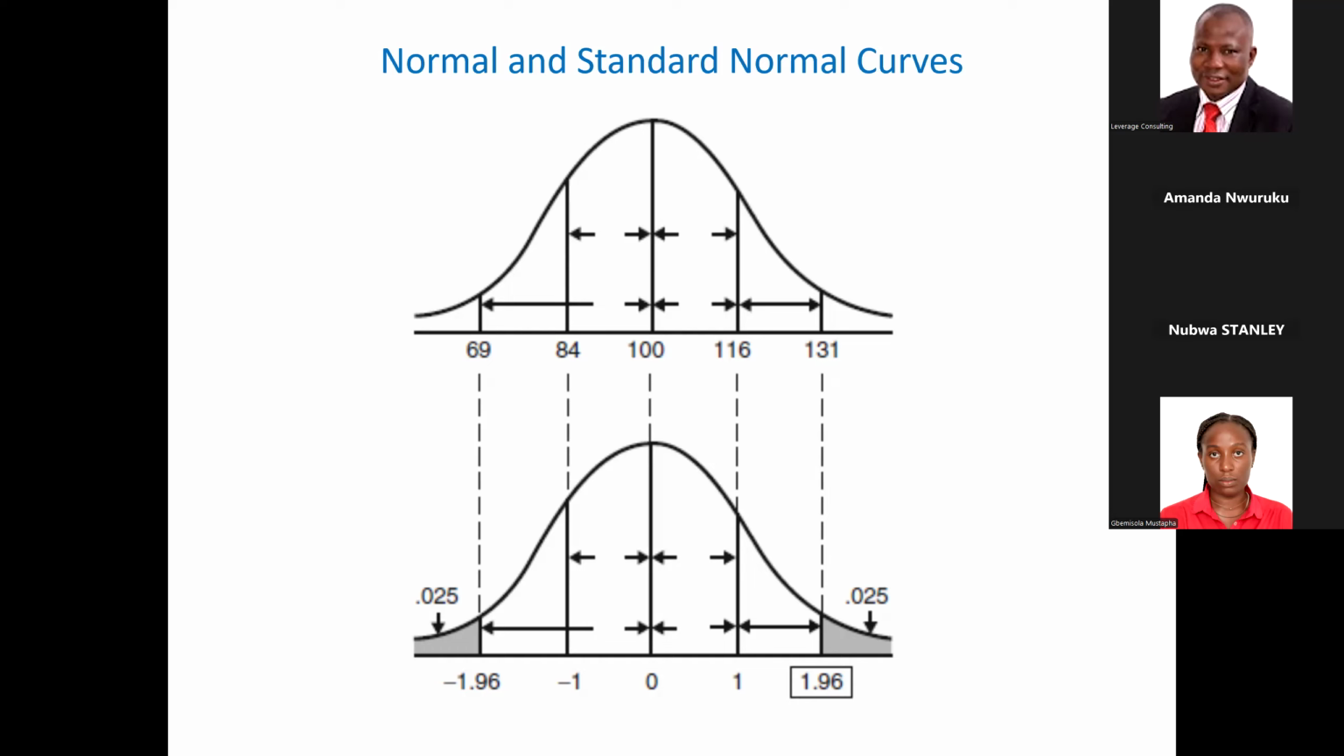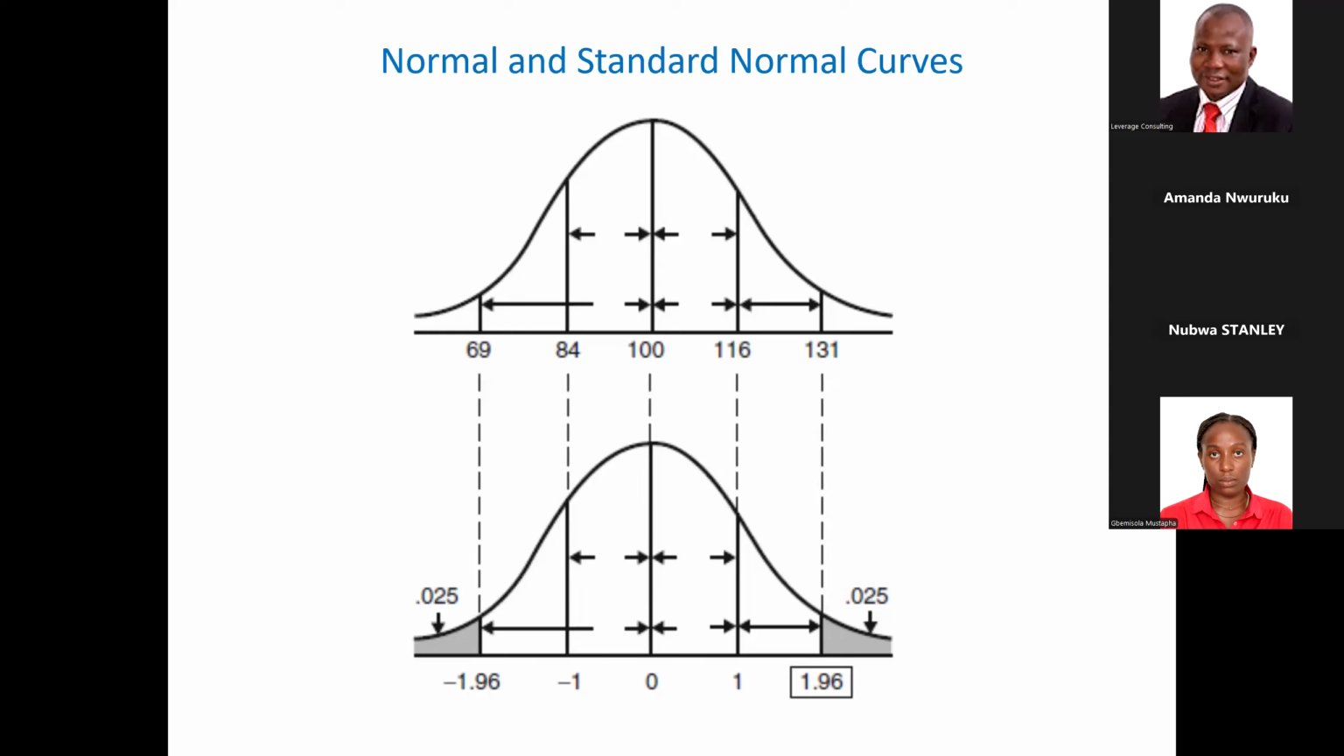So nobody has gotten it. Who can explain why the probability that somebody has blood pressure greater than 116 is 16%, is 0.16? Who can explain it? Nobody.